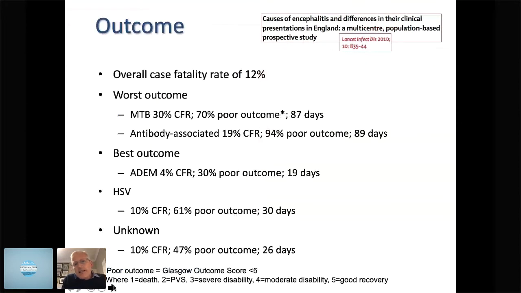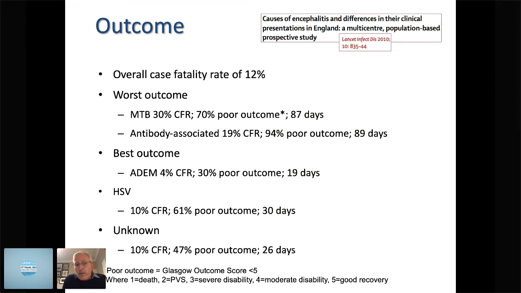So in this slide, I briefly show you outcome from this cohort. So the overall case fatality was about 12%. It was worst in those patients who had TB associated with their acute encephalitic presentation. And second to that, with the antibody-associated forms of encephalitis, where it was 19%. This is far higher than you would find in contemporaneous studies of autoantibody-associated encephalitis. And the reason being, these cases were only identified in retrospect.